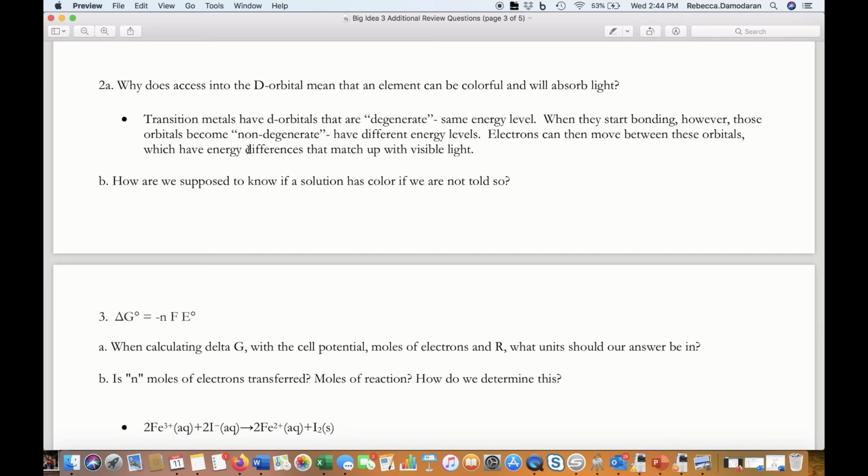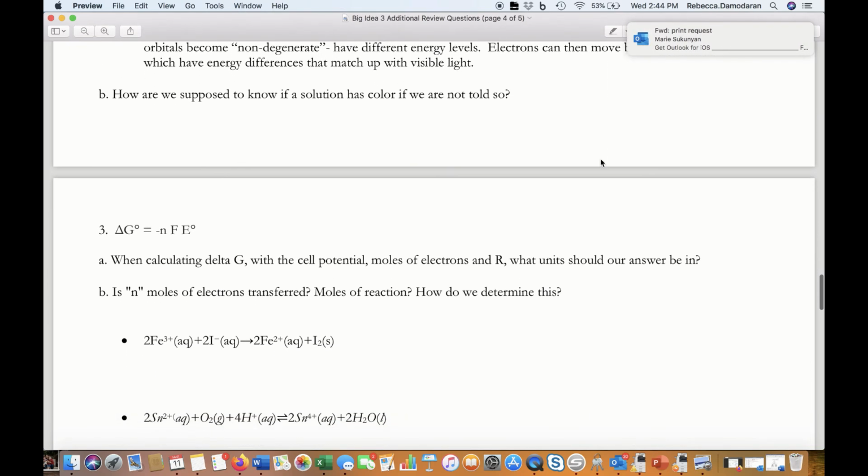And so when those electrons move within the d orbital, they're now jumping between different energy levels and releasing different energies. Those energy differences have the perfect amount of energy that matches up with visible light. And so that's why we can actually see it, because the energy being released by those electrons moving around matches up with visible light. Okay?